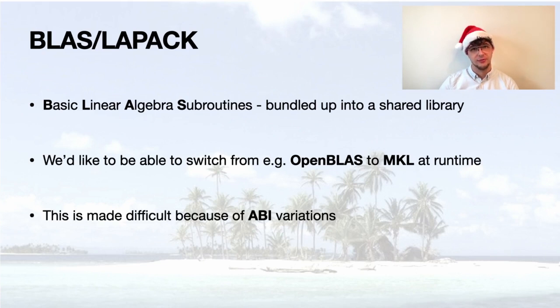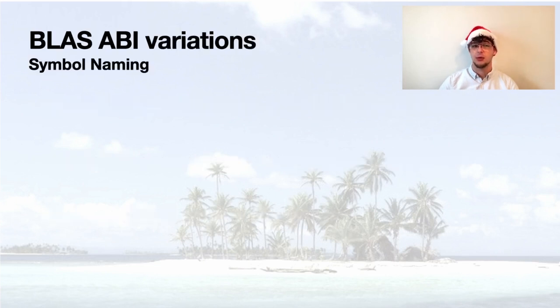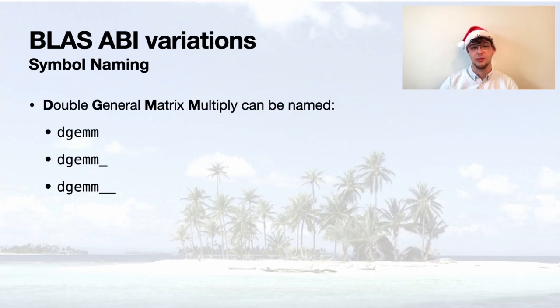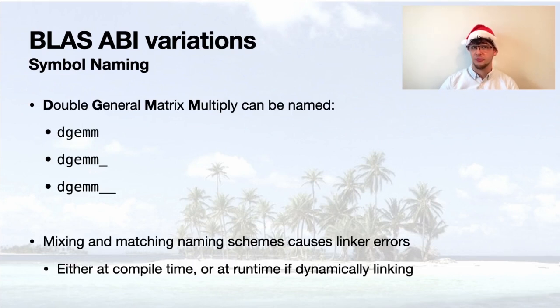This is made difficult because of ABI variations between the different vendors. As an example, symbol naming could be one of the ABI variations, where some libraries name the double general matrix multiply as DGEMM, and others put one or even two underscores at the end. Mixing and matching naming schemes, of course, causes linker errors, whether in the C code at compile time or in the Julia code at runtime if we're dynamically linking.